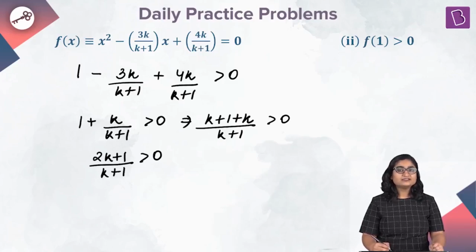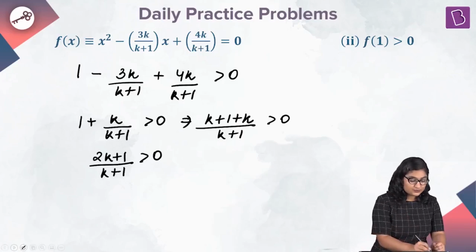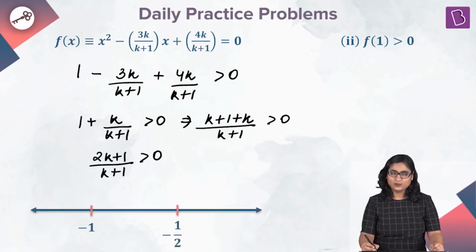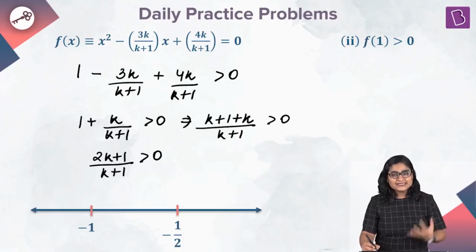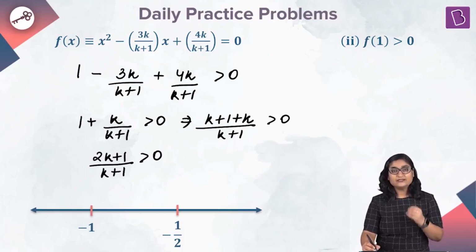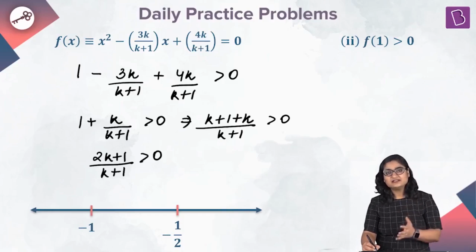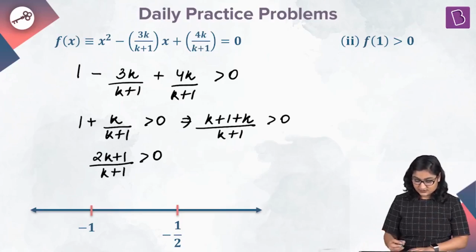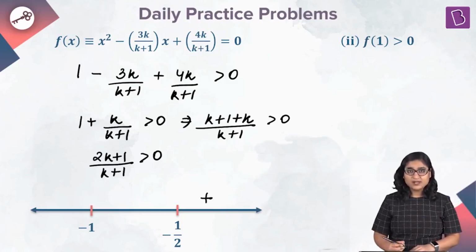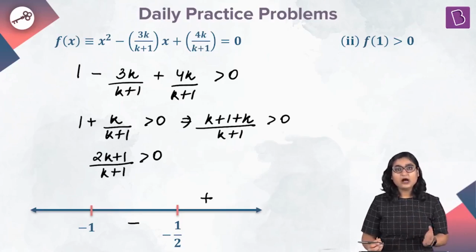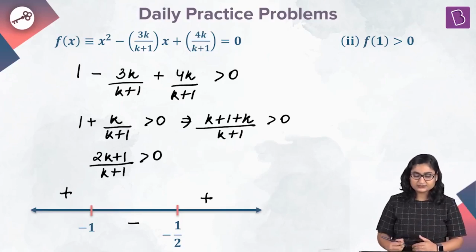If we have two factors, we'll get two critical points on the number line, and the two critical points would be minus half and minus 1. Now if I put any number greater than minus half in the expression of k, say for example k equal to 0, I'll get 1 divided by 1, which is clearly greater than 0. That means we'll start with positive. About minus half, it will change to negative. About minus 1, it will change to positive again.